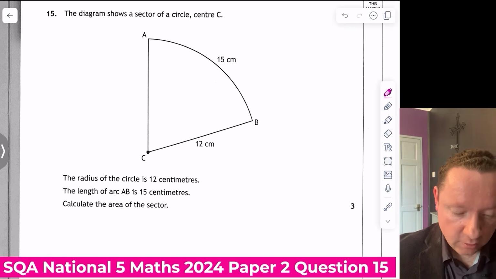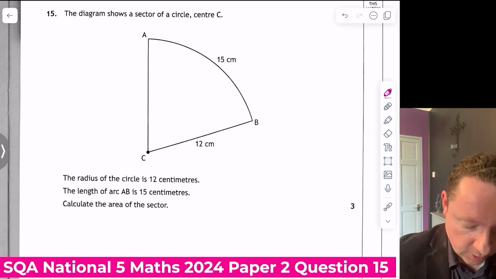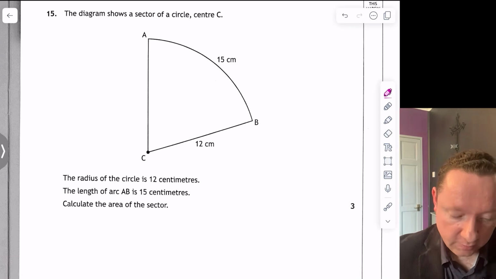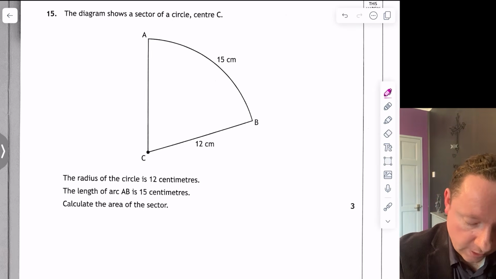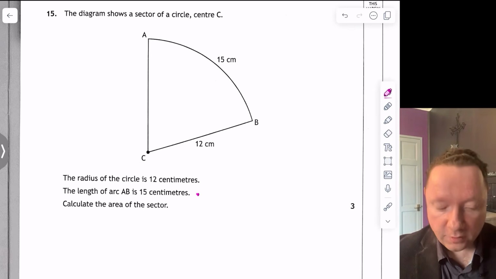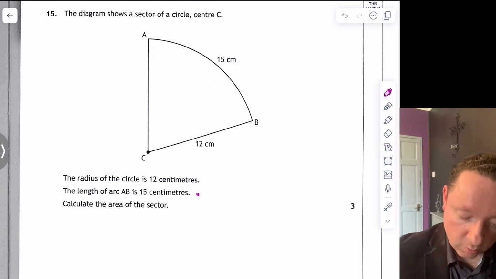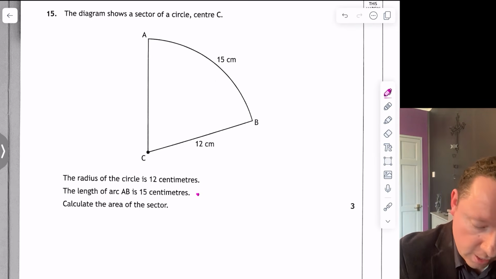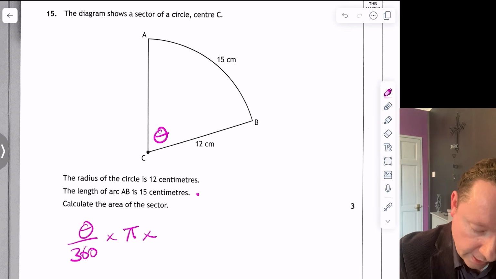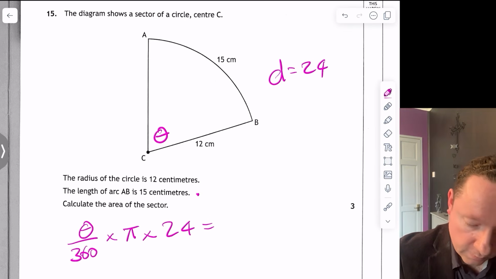The diagram shows the sector of a circle, centre C. The radius is 12. The length of the arc is 15. Find the area. Well, that's a bit of a dodgy one. To find the area of a sector, I need the angle. So I'm going to have to work backwards from the arc length. Let's call that theta, or anything you want. Arc length: angle over 360, times pi, times the diameter, which is double 12, 24, equals the arc length, which is 15.